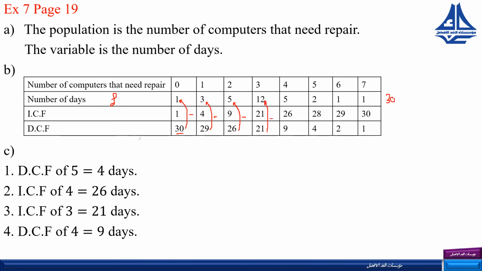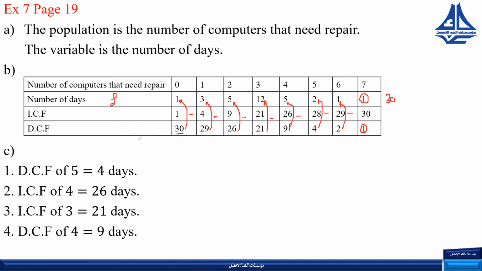is 9. 9 minus 5 is 4. 4 minus 2 is 2, and 2 finally minus 1 is 1. This last answer 1 should be the same as the final frequency. This is the way how to find the decreasing cumulative frequency, guys.